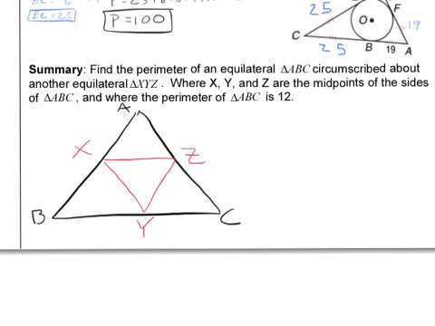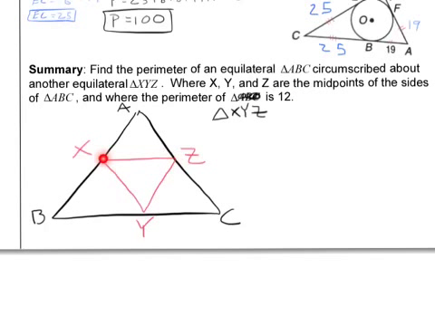And it says the perimeter... This is actually a typo. This shouldn't be asking for the perimeter of, or it should be telling us the perimeter of X, Y, Z, not ABC. So make sure you change that on your notes. So they're telling us the perimeter of X, Y, Z is 12. So this thing is 12.